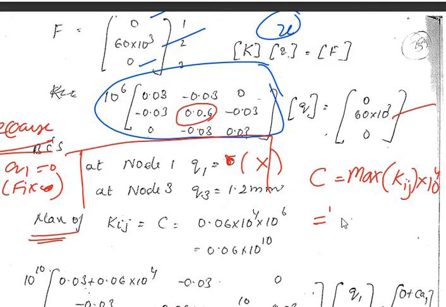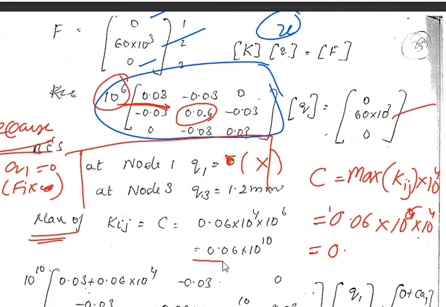So the maximum value is 0.06 into 10 power of 4, and again outside there is a 10 power of 6. So this also has the relation 10 power of 6 into 0.06 into 10 power of 4. First we will write 0.06, again we will write 10 power of 4. So finally how much did you get? This one, 0.06 into 10 power of 10. 6 plus 4 you have to add, then you will get 10 power of 10, right?